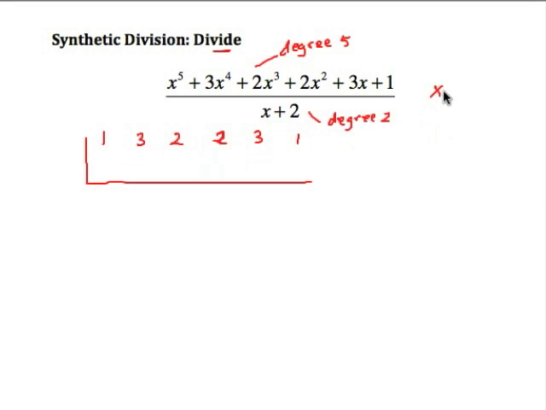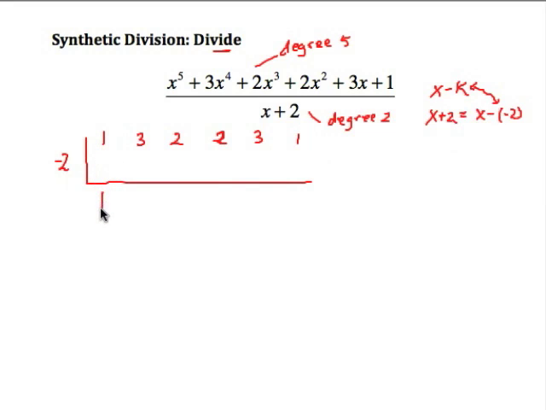Now the next thing is we want to find what we're dividing by, and it should be in the form x take k. We're going to keep this all as an addition, that's why we do it this way. Notice we have an x plus 2, which of course we can write as x subtract negative 2. So in this case, k is equal to negative 2. So put a negative 2 here.